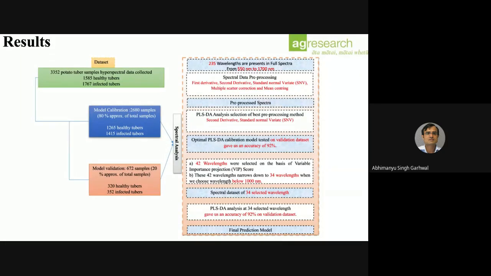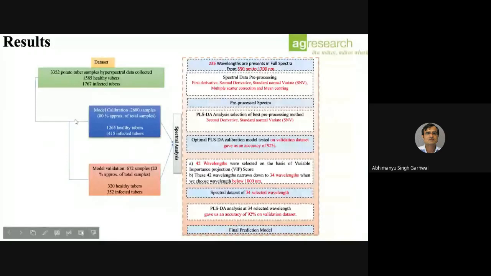The camera cost above 1000 nanometers is very high. So we want to see, below 1000 nanometers, how many wavelengths are important? Is there a change in accuracy or not? So we conducted another analysis and we found 34 wavelengths are important for zebra chip disease detection below 1000 nanometers. And it's almost the same accuracy, 92% on the validation model. And then we got the final prediction model.